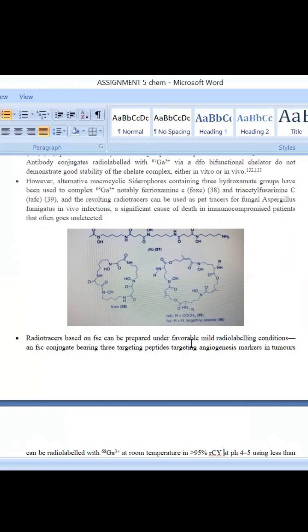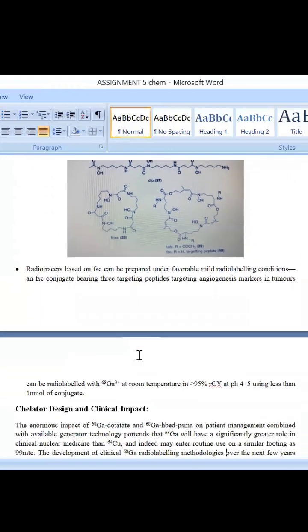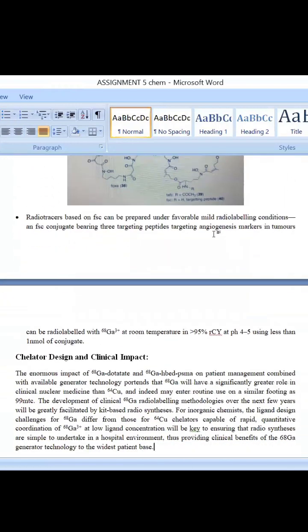Radiotracers based on FSC can be prepared under favorable mild radiolabeling conditions. An FSC conjugate bearing three targeting peptides, an angiogenesis marker in tumor, can be radiolabeled with gallium at room temperature at pH 4 to 5 using less than 1 nanomole of conjugate. Now, next point is chelator design and clinical impact of gallium.